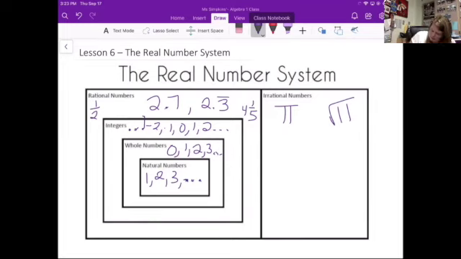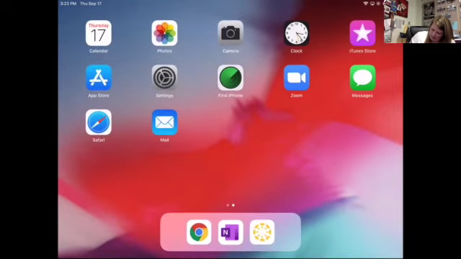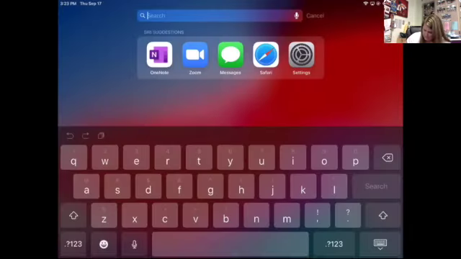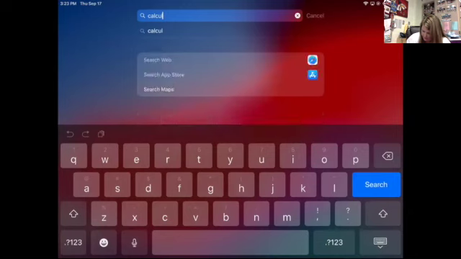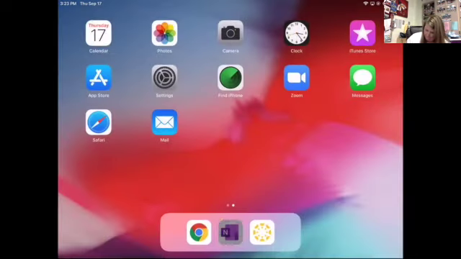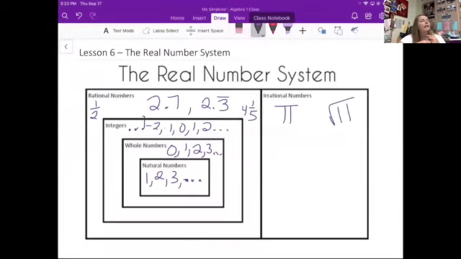Let me see. Do I have a calculator? I think I do. There's a calculator on an iPad, right? Yes. I have to go download it. Dang it. Say it louder for me, Thorn.